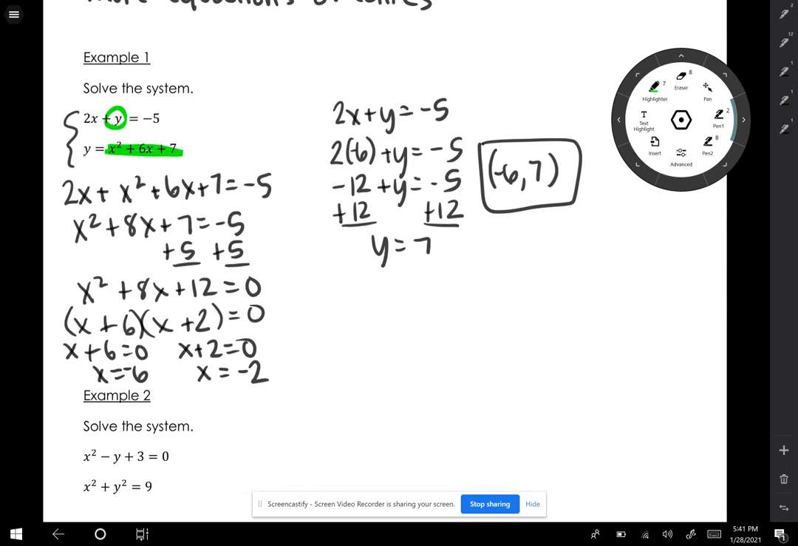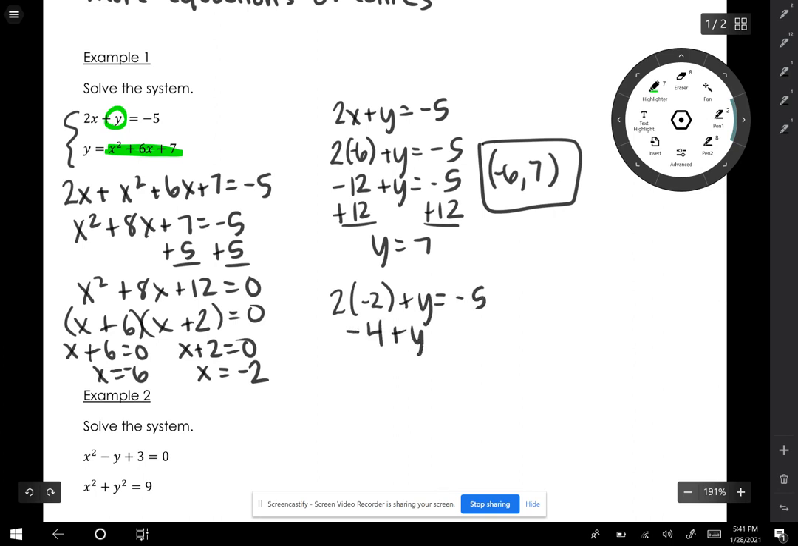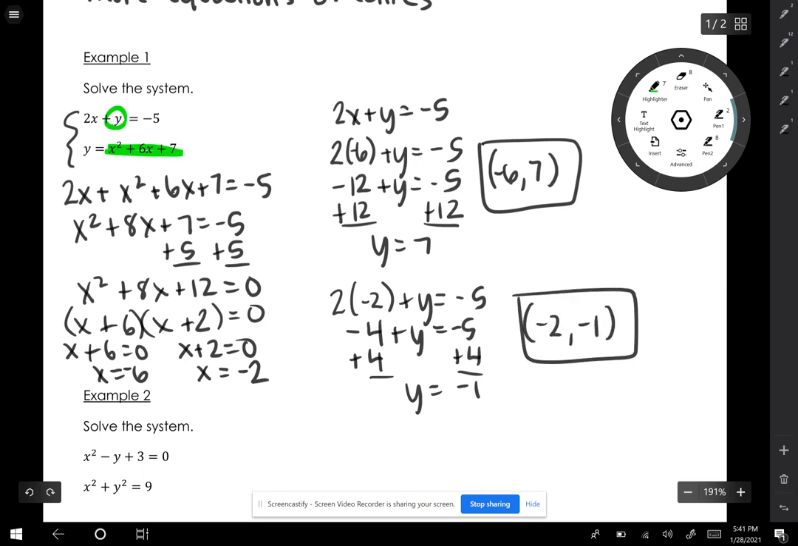For the next one, I'll plug in -2. 2 times -2 plus y equals -5. -4 plus y equals -5. Add 4 to each side. And you get y is equal to -1. So our next ordered pair is -2, -1. So there are two spots where these intersect, which makes sense because if you think about it, it might look something like this, where you have a parabola and then your line goes through it like that. So then of course you would have 2 points.